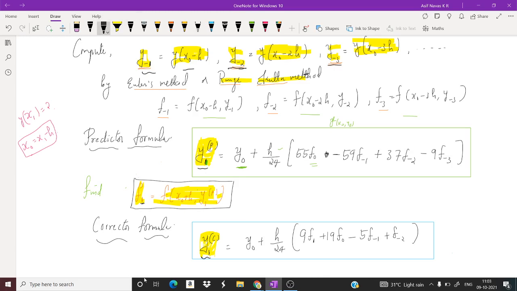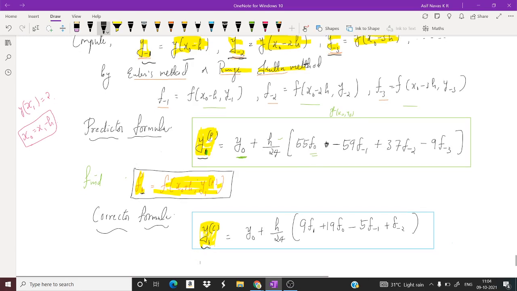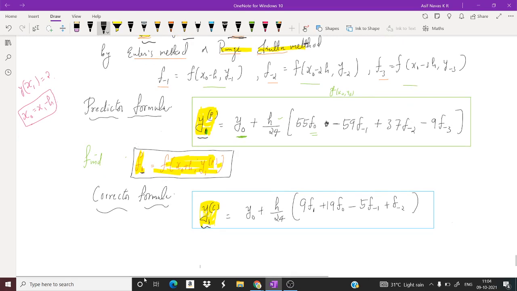Have we completed? Please write the formula. Then we will do problems. We will do two or three problems and complete the Adams-Moulton predictor-corrector method.